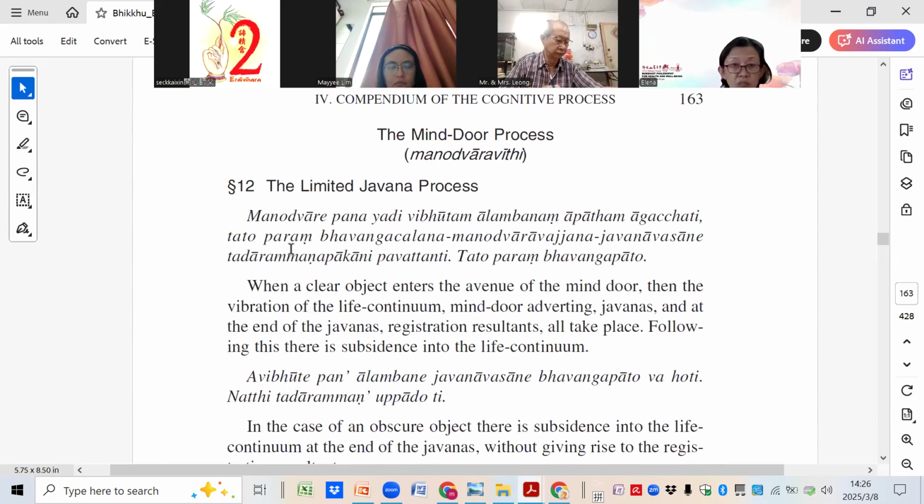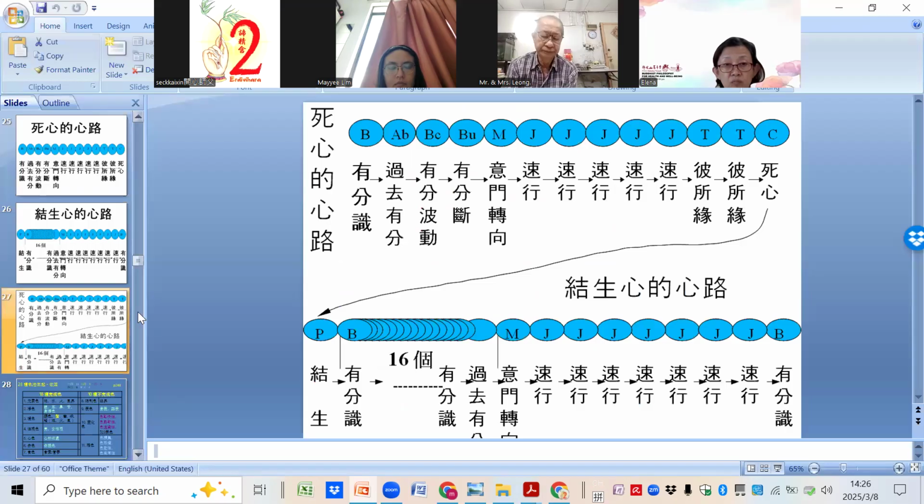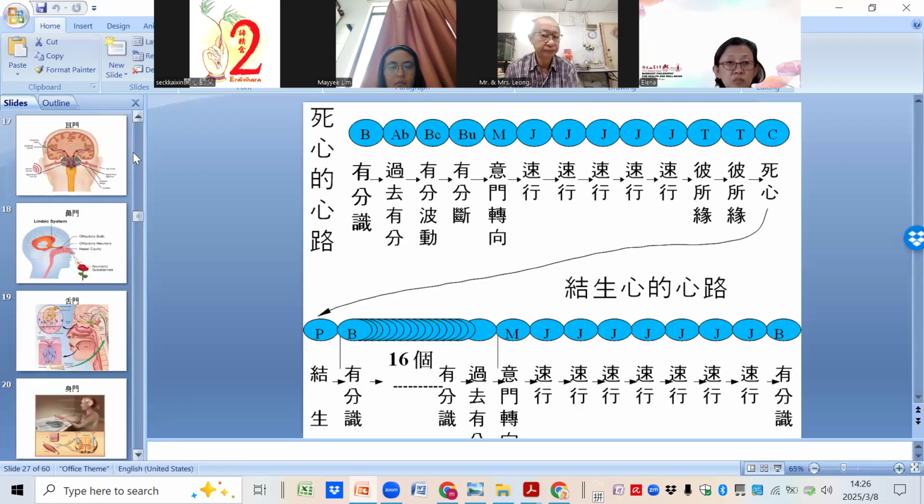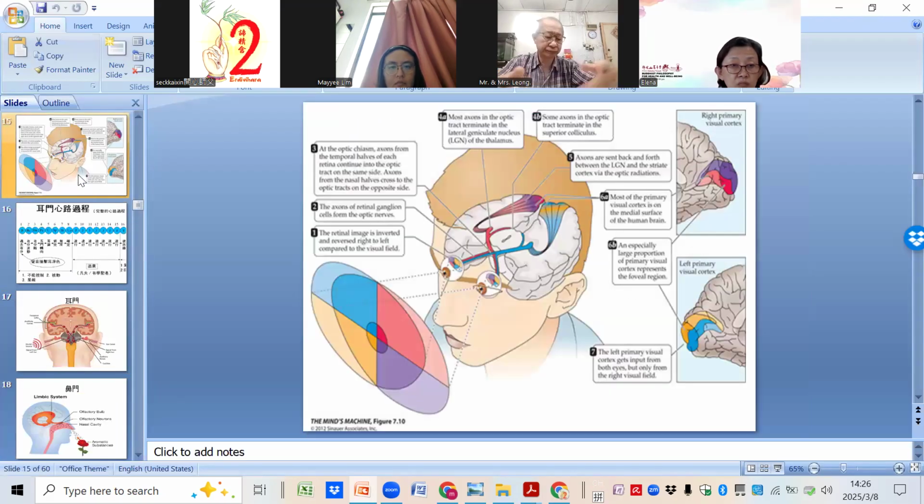Now we go to the mind door process. Okay, class, let's take a look. Basically, what we have gone through just now regards this. Okay, class, see, we are seeing a colorful plate. The colorful plate will reflect in the retina. So what we studied just now is happening at this moment only. Now we go to the mind door process.